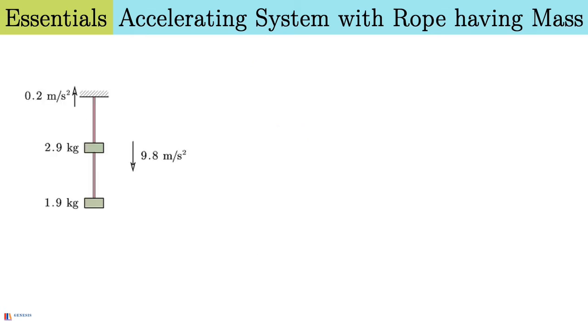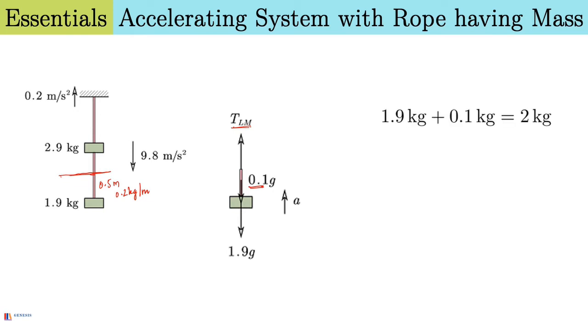To find the tension at the midpoint of the lower wire, we put a mental cut at this point and draw the free body diagram of the lower portion. Let the tension at the midpoint be TLM. The wire below has 0.5 meter length and has a linear mass density of 0.2 kg per meter. And therefore we get a mass of 0.1 kg for the wire below the cut. Thus the total mass below the cut is 1.9 kg plus 0.1 kg, 1.9 kg for the block and 0.1 kg for the wire below the cut. That gives us a total mass of 2 kg.